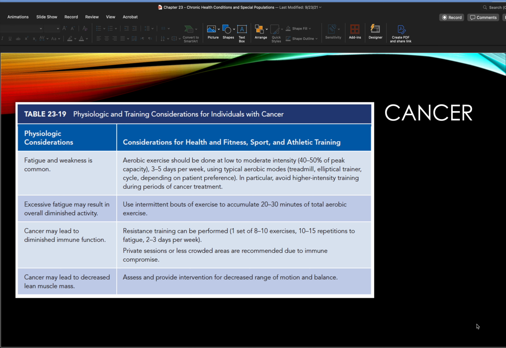It can cause problems with immune function, and one of the things that happens with our bodies is that immune function can get broken down just from general exercise. So we have to be careful of an already taxed immune system. And with people with cancer, we have to be aware that their lean muscle mass can already be down. So we have to pay attention to that.